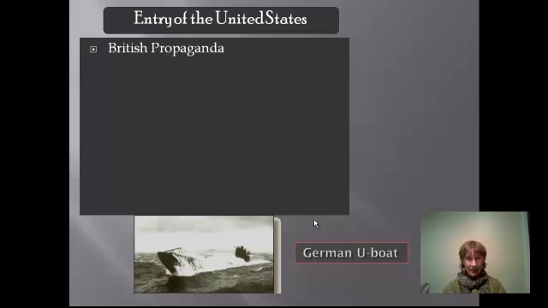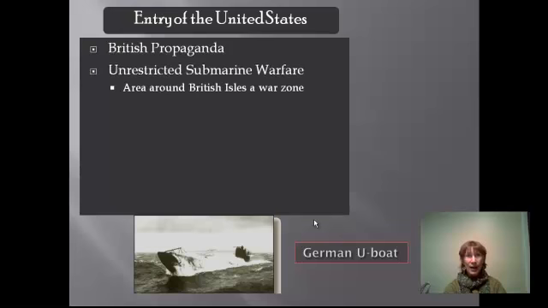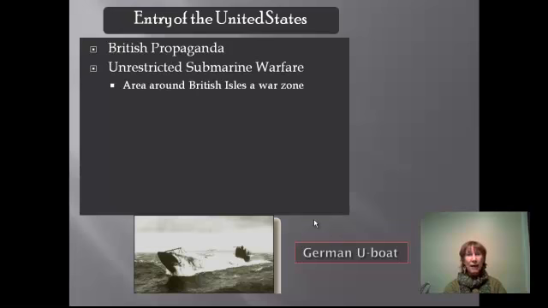But again, propaganda worked. British propaganda in the United States was fantastic, very well done, and eventually the majority of the people of the United States agreed that the United States should enter the war. But there was a need. There needed to be an event that would convince people.